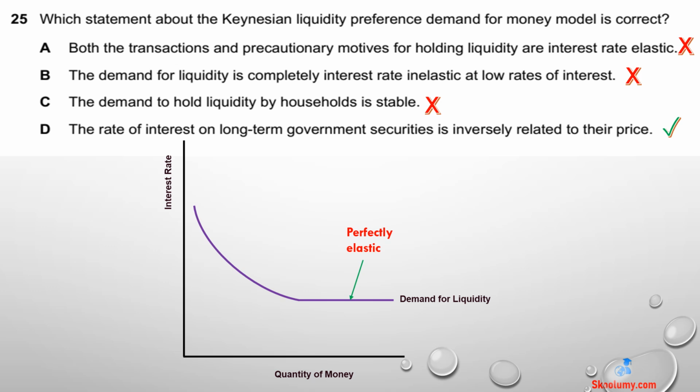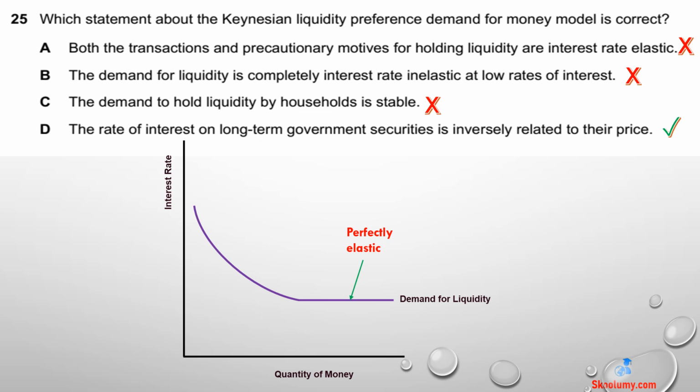Question 25. Which statement about the Keynesian liquidity preference demand for money model is correct? D is correct. The rate of interest on long-term government securities is inversely related to their price. When the rate of interest on government securities rises, the existing securities are less attractive or demanded, leading to a fall in their prices.